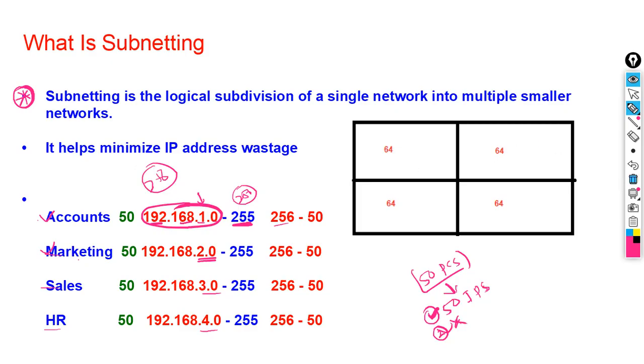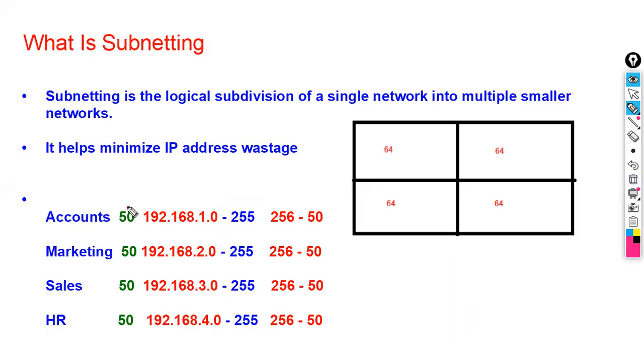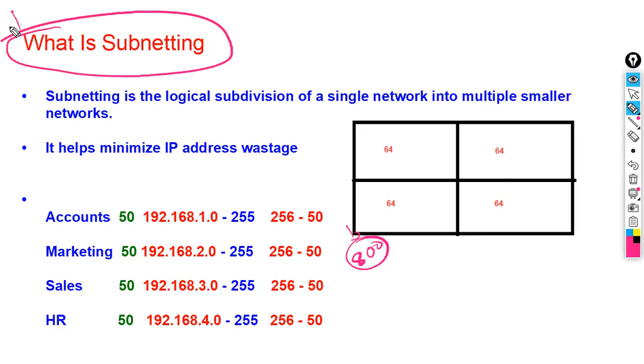If you see here, the requirement is 50 IPs. But how many IPs are we providing? 256. So around 200 IP addresses we are wasting in each department. If you count, around 800 IP addresses we have wasted, correct? So how will you save the IP addresses? How will you minimize the wastage? You will do the subnetting.